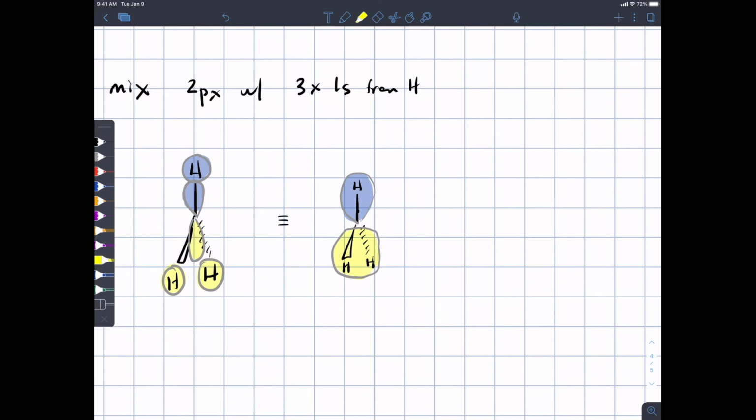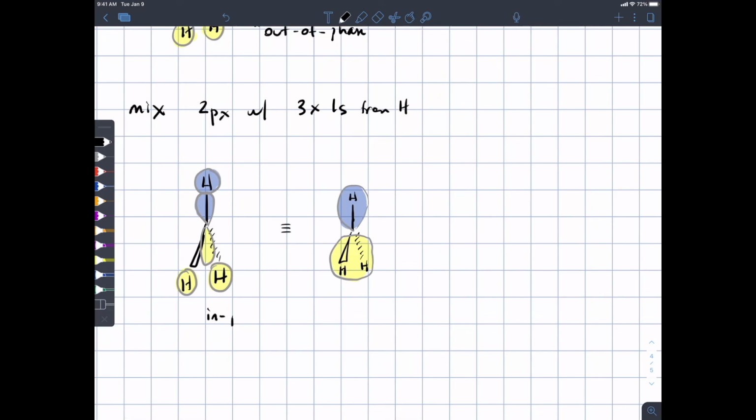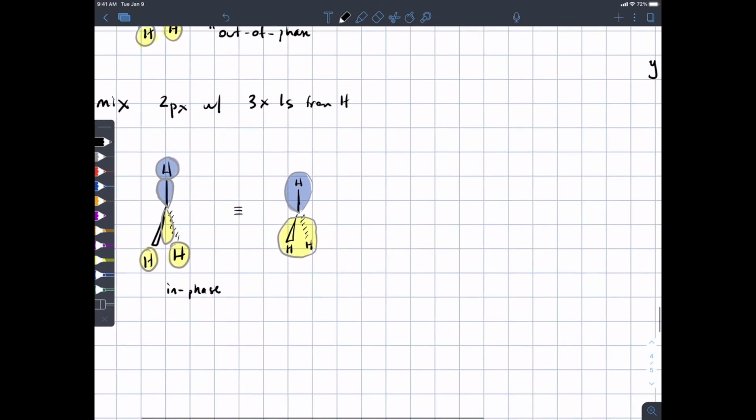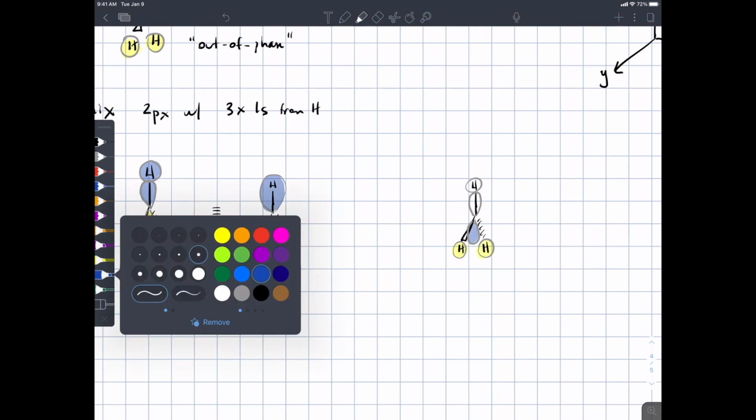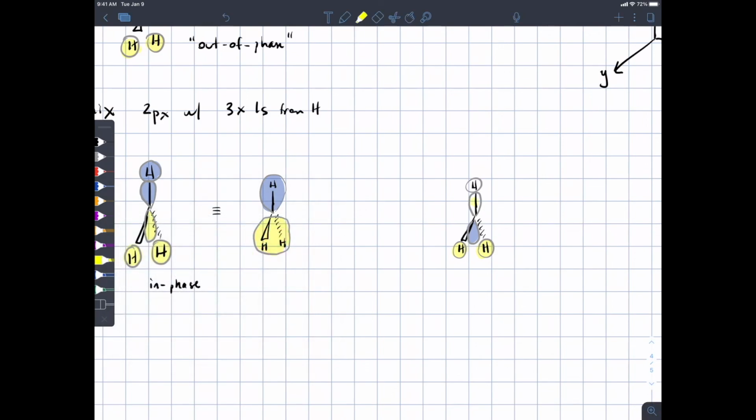What else? We could come up with the anti-bonding combination here. This is the in-phase combination. Suppose for completeness we draw the anti-bonding combination. That would just be having everything in the same place, but now the lobes on the p orbital don't match with the sign of the wave function on the hydrogen. So it would be yellow here, then blue, then yellow, and blue. So that would be the out-of-phase combination.